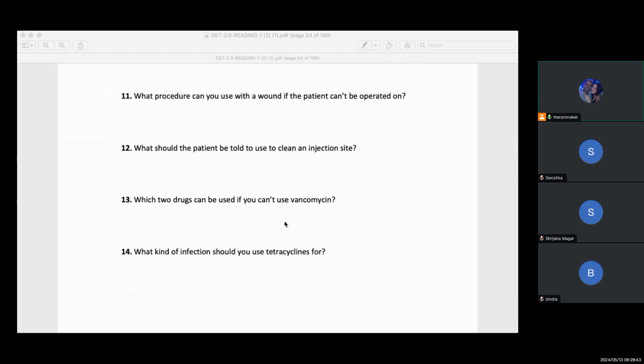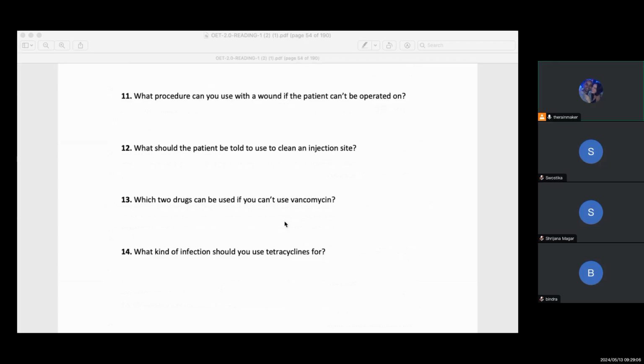Number 12. What should the patient be told to use to clean an injection site? What should we tell the patient to clean the injection site with? Now where do you think it is out of A, B, C, and D? It is in which text box? A, B, C, or D?